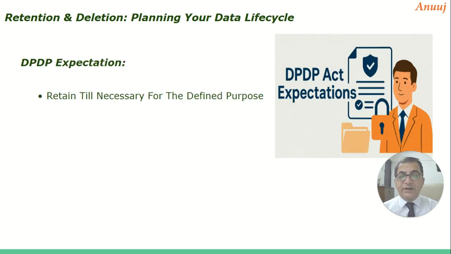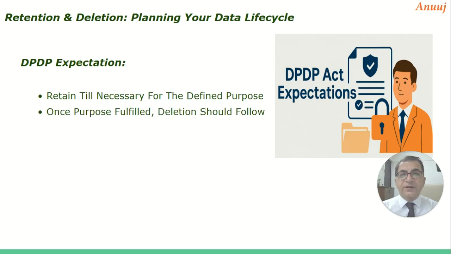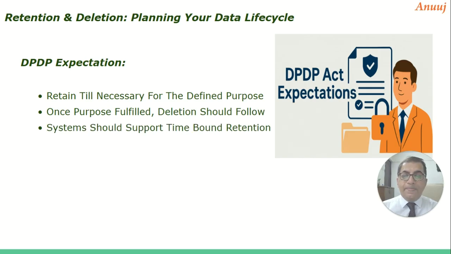The expectation of the Act is to retain all data only till it is necessary for the defined purpose. Once the purpose is fulfilled, deletion should follow. Systems should support time-bound retention. Very important. So your system should be defined in such a way that when you are defining maybe an ERP or a collection list or a consent form on the purpose, you have defined the retention. So you say my email campaign, I'll send 5 emails, mail 1 gone, 2 gone, 3 gone, 4 gone, 5 gone. The system automatically triggers that the retention period was 1 month at the end of the fifth email, and after 1 month it deletes it.